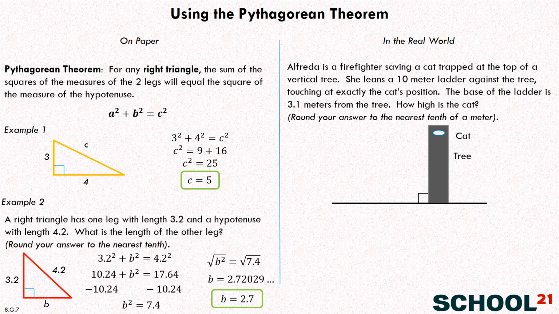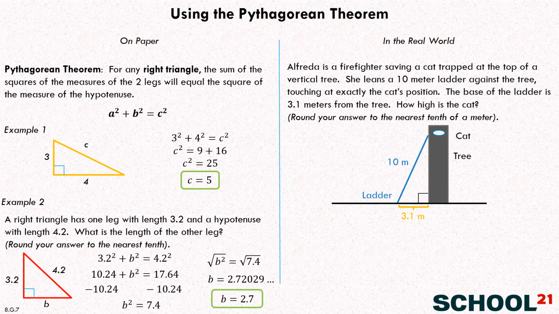Then we understand that the firefighter, Alfreda, leans a 10-meter ladder up against the tree, and it touches exactly at the cat's position. So let's draw that in right there. And then you can say, we have a right triangle here. Let's put in some of the measures that we know. That hypotenuse is the ladder, and we know that's 10 meters. And the problem also tells us that the base of the ladder is 3.1 meters from the tree. So that's that length right there of the triangle.